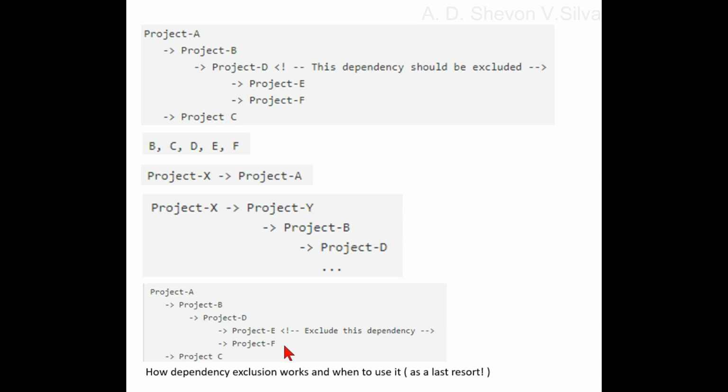If you want to exclude project E instead of project D, simply change the exclusion to point at project E, but you don't move the exclusion down to project D. You cannot change project D's POM. If you could, you would use optional dependencies instead of exclusion. So split project D up into multiple sub-projects, each with nothing but normal dependencies.